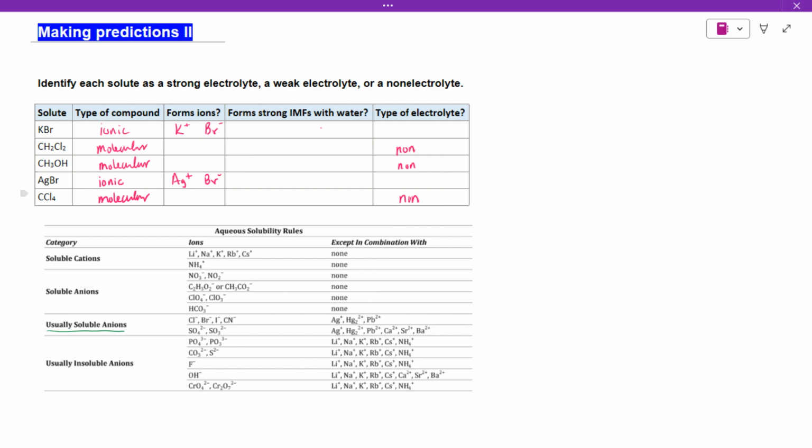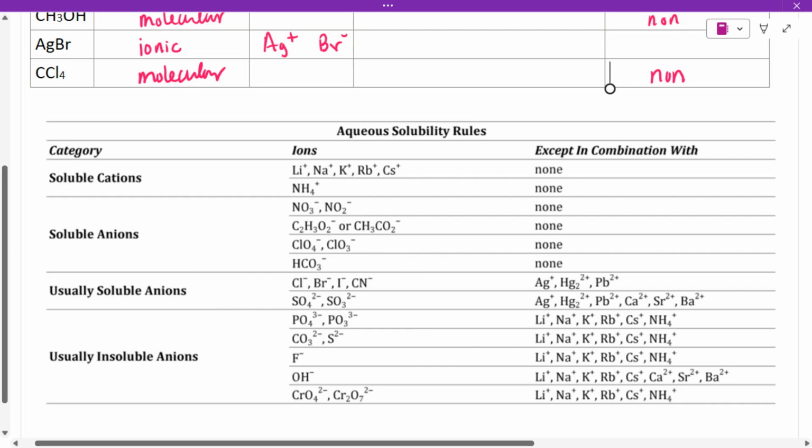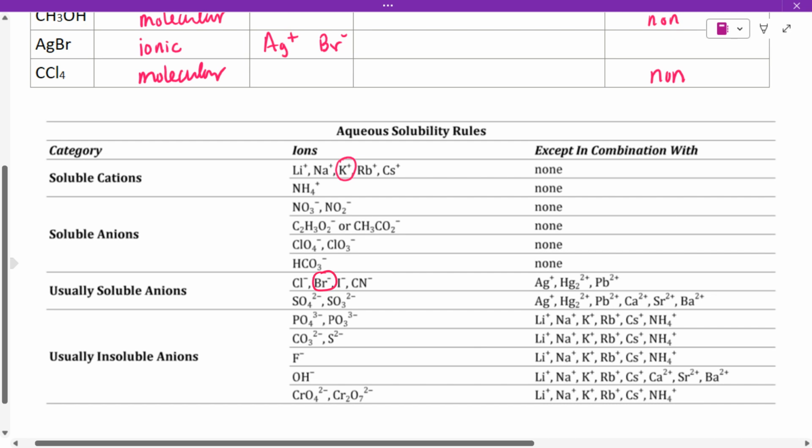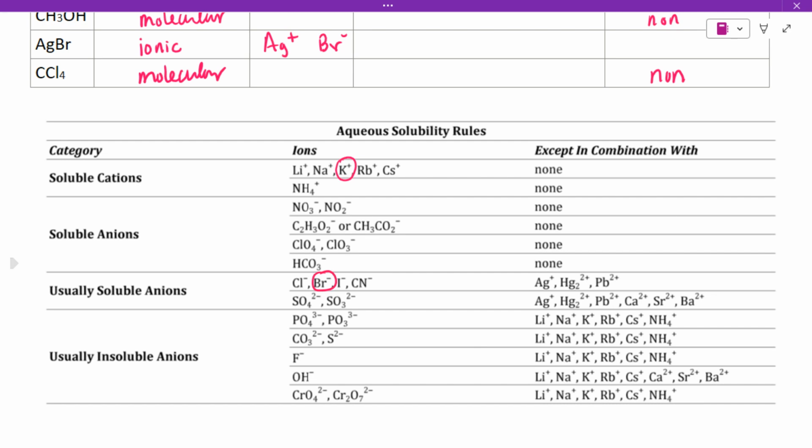Now, if we take a look at our two ionic compounds, we need to decide how soluble they are in water. And to determine the solubility of an ionic compound, we're first going to find its cation and its anion in our solubility table here. We see that potassium is located here and bromide is located here. Potassium is what's considered a soluble cation with no exceptions. This means that any compound that contains potassium is going to be water soluble.